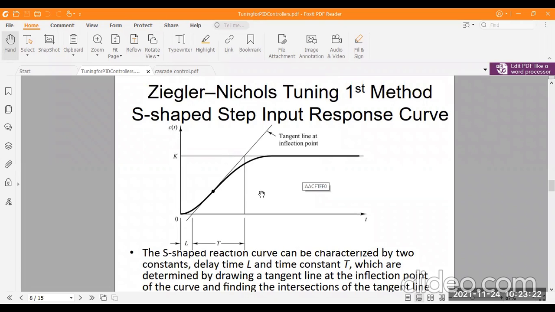So it has an S-shaped curve we have to determine. It has two constants we have to characterize in this method. The first one is the delay time, that is L. The other one is the time constant T. And this tangent line at the inflection point of the curve is finding the intersections of the tangent line. Okay, is it clear to all of you?